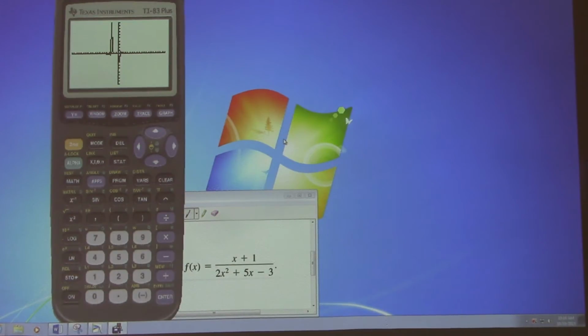Now, of course, you can't see what it's doing, so what you do is you hit zoom. You can try to hit zoom standard, but zoom standard is not going to help you. You're going to have to zoom in.